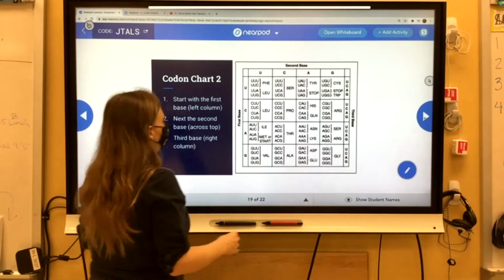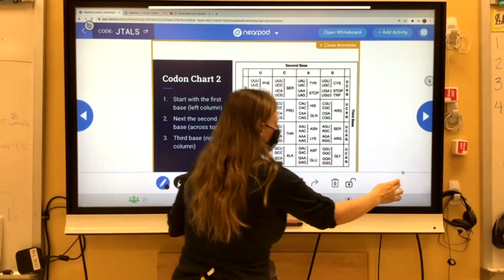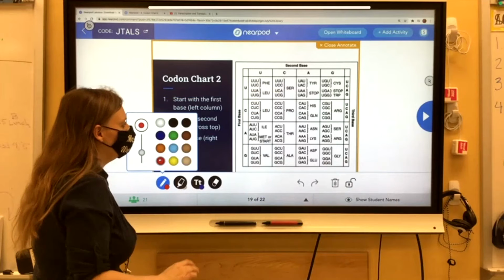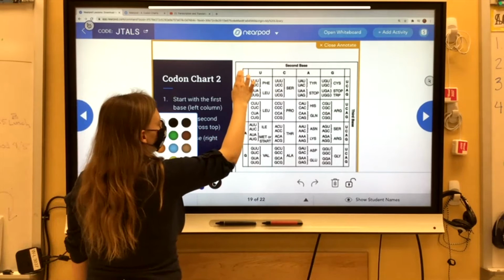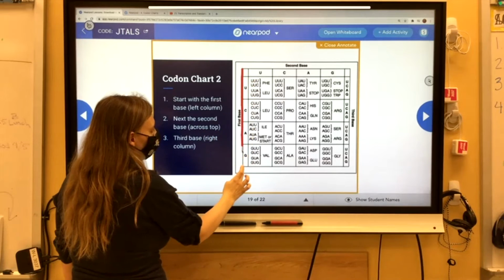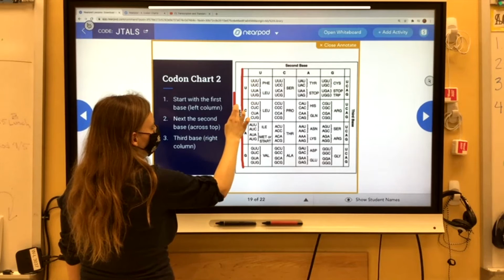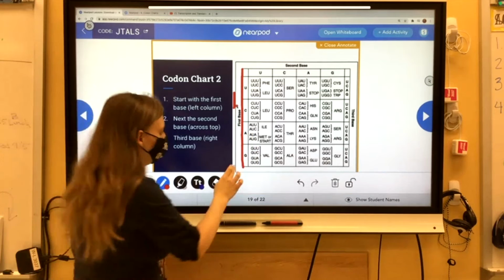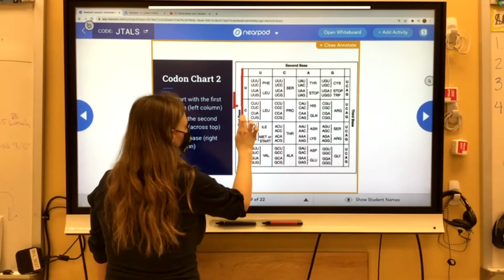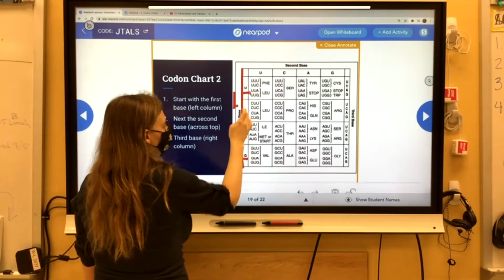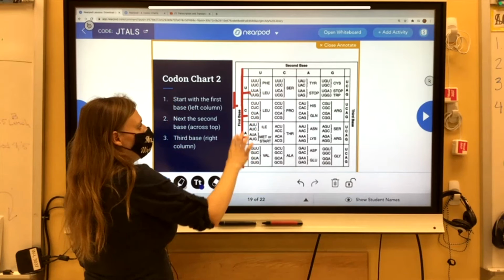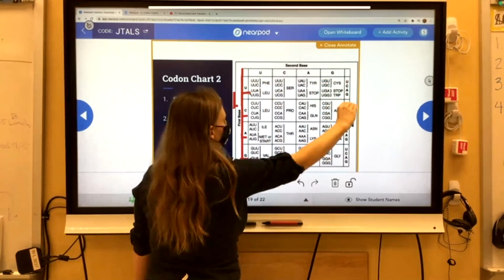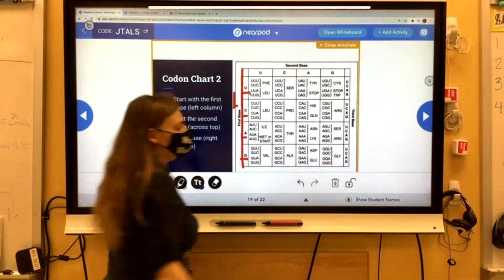And so where you start is not in the center. It's a little different. You are going to start in this first column, or this first side. So this is where you're going to find the first base. And you can see they're here along the side, U, C, A, G. And that denotes a specific row where your answer is going to be.